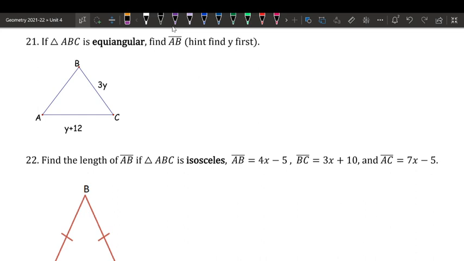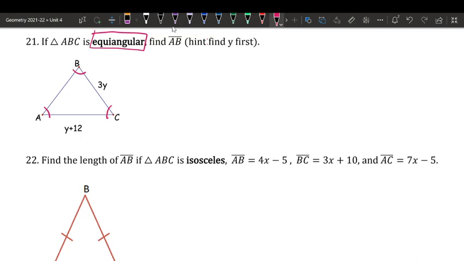All right, so number 21. If triangle ABC is equiangular, equiangular is an important word, find segment AB. And then there's a hint. Find y first. Well, you have to find y before you can solve for the side length. If it's equiangular, it means all angles are the same.